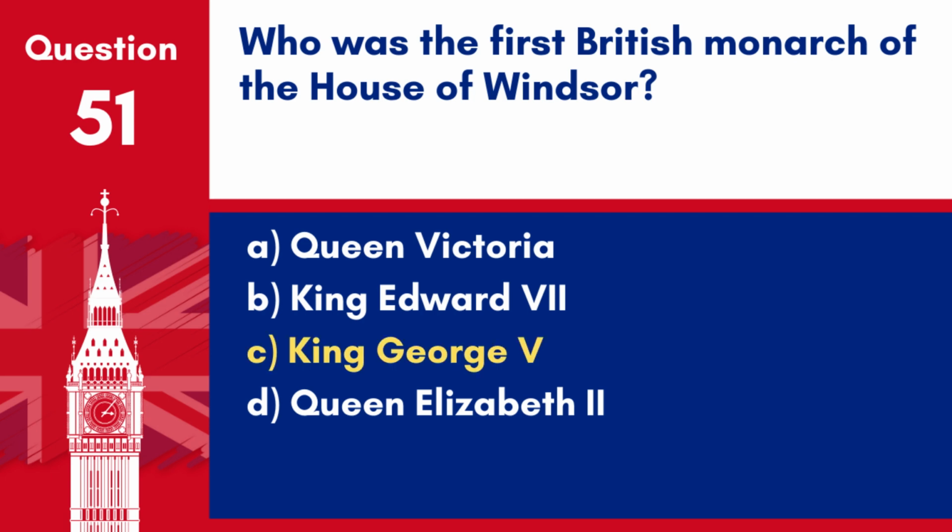Answer C. King George V. The first British monarch of the House of Windsor was King George V.